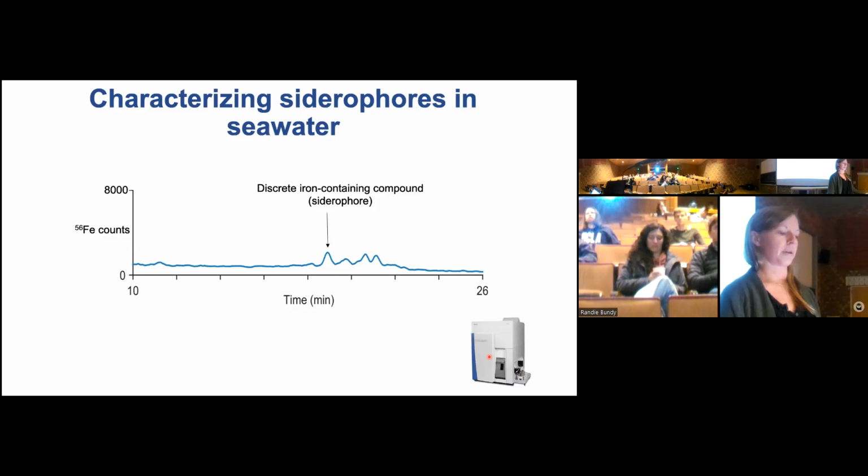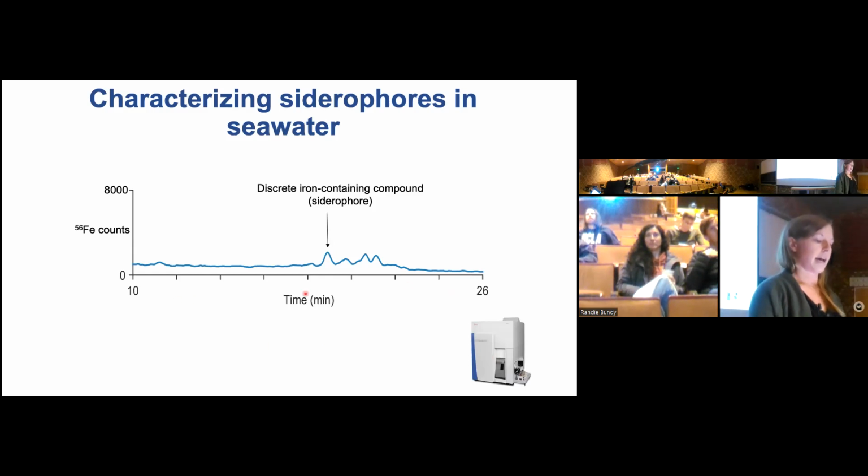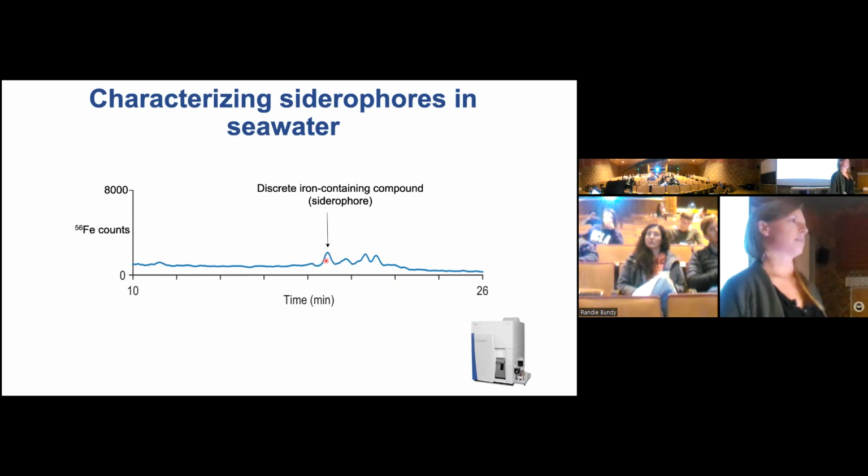So I'll give you an example. This is an example of what the data looks like from the first ICP-MS step. What you're seeing here is retention time, so this is over time our sample coming off the liquid chromatography setup into the mass spec. And then on the y-axis are the counts for iron-56. And so wherever you see a little peak in this chromatogram is a discrete iron-containing compound, such as a siderophore. And we can quantify these by integrating the area under this curve, and we know the stoichiometry of iron in the different siderophores.